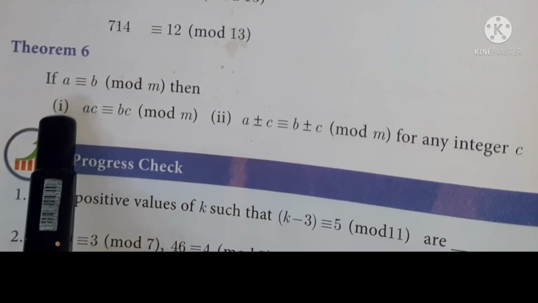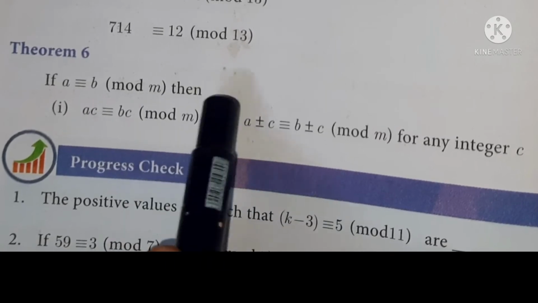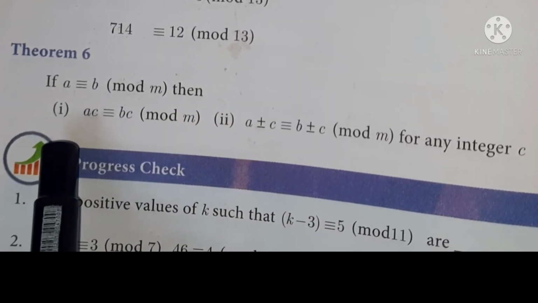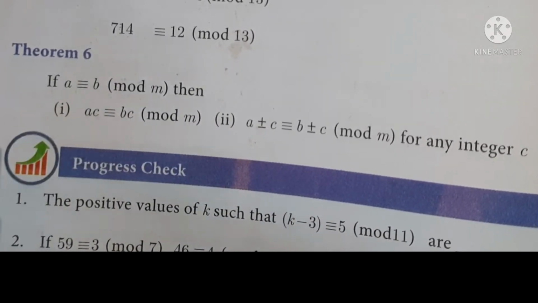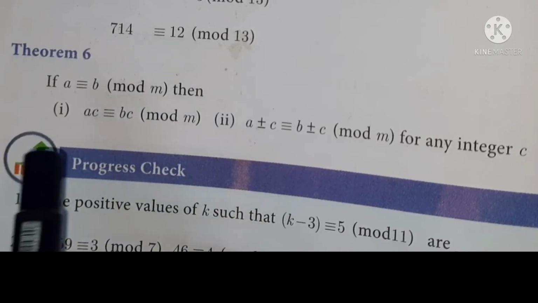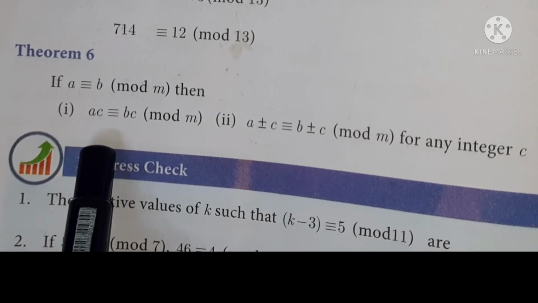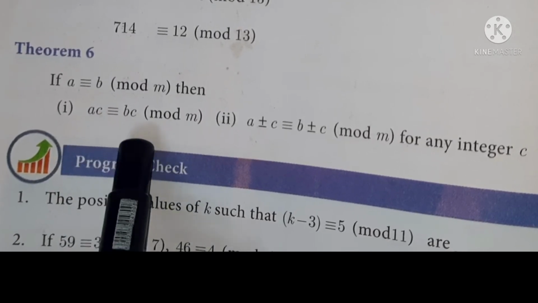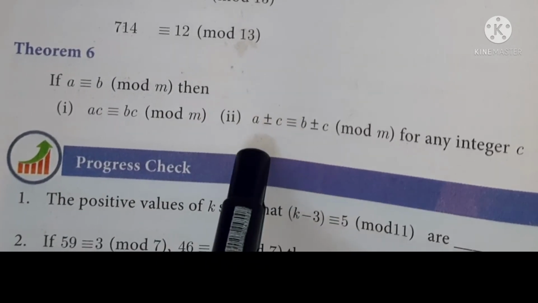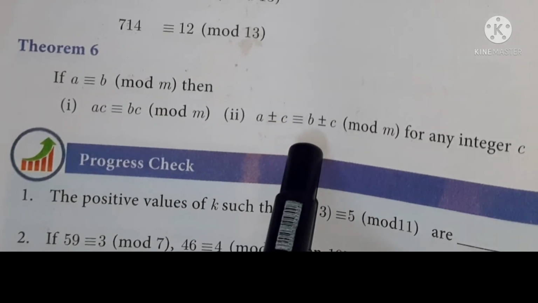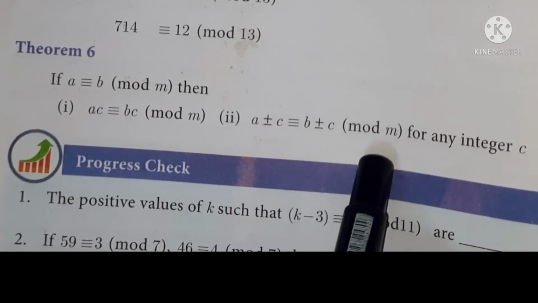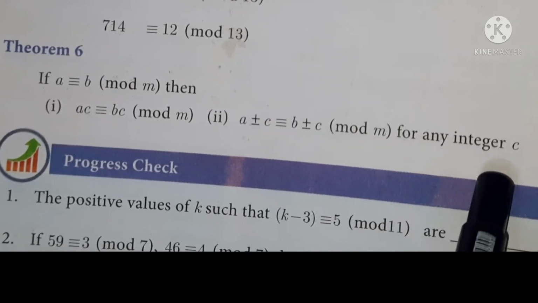Theorem number 6. If A is congruent to B mod m, then multiplying by C on both sides, A into C is congruent to B into C mod m. And A plus or minus C is congruent to B plus or minus C mod m, for any integer C.